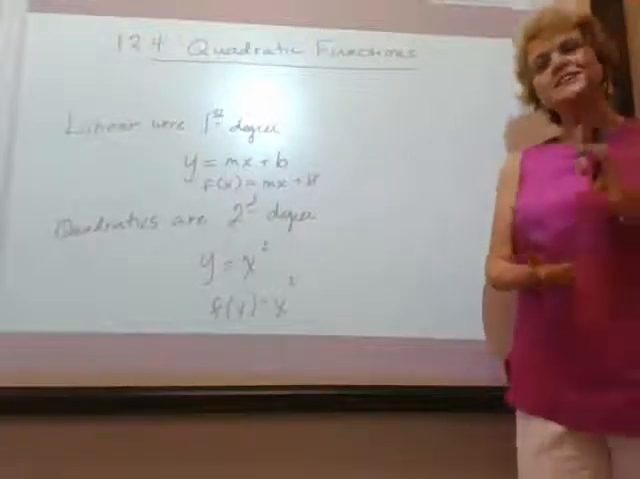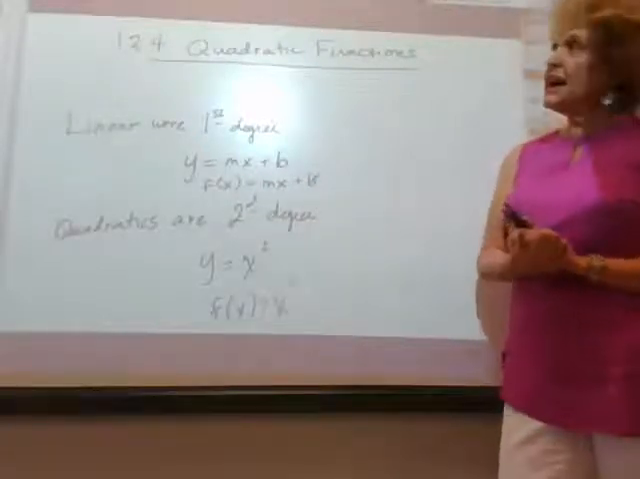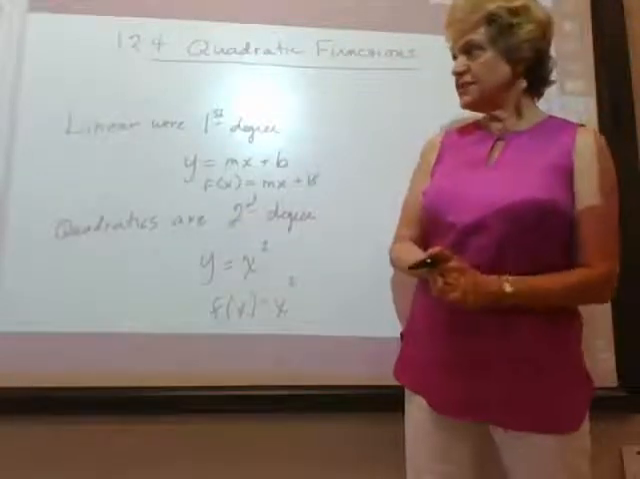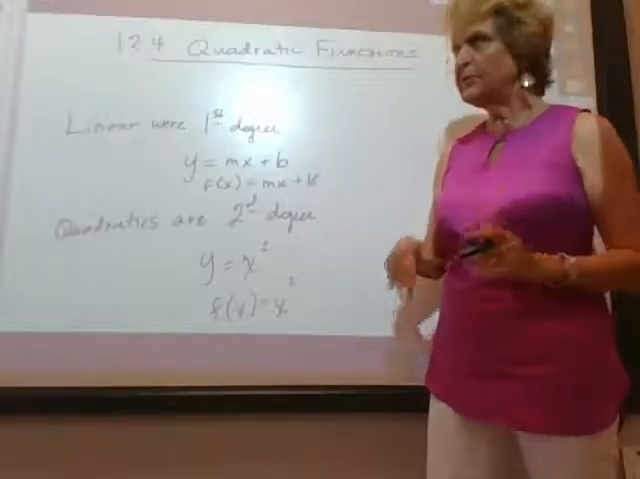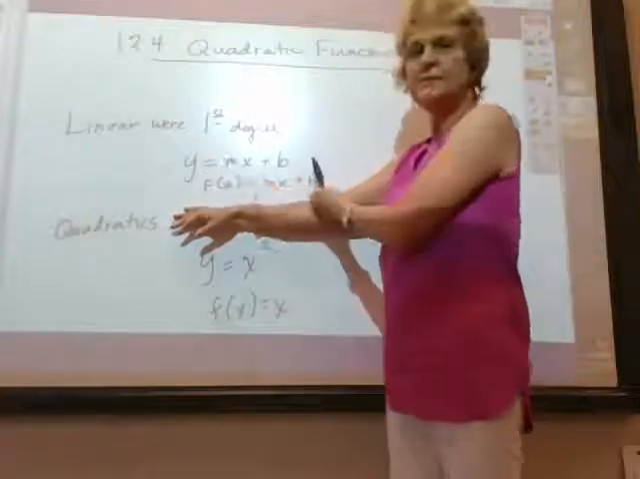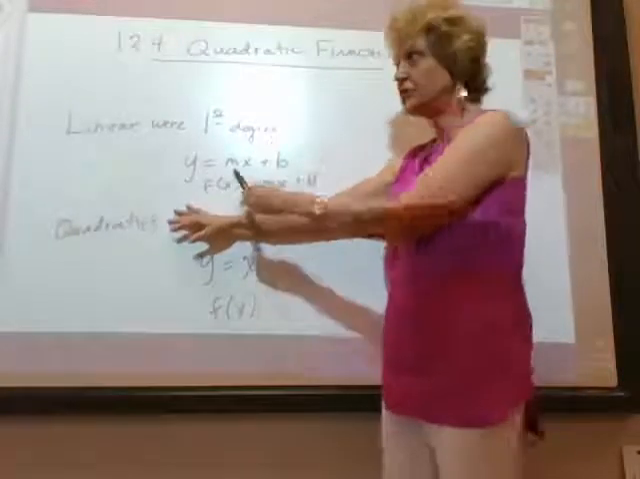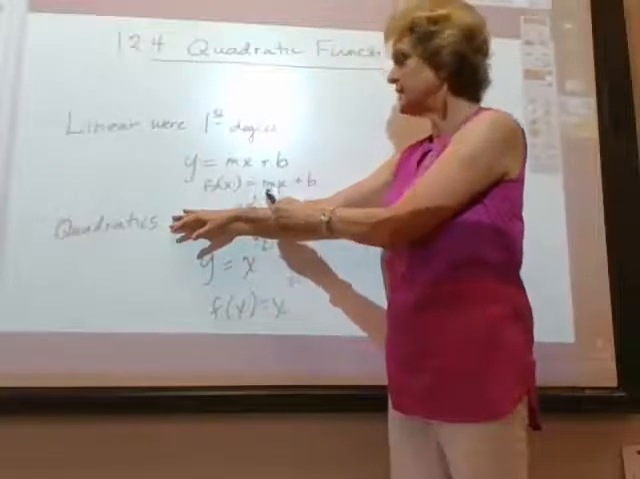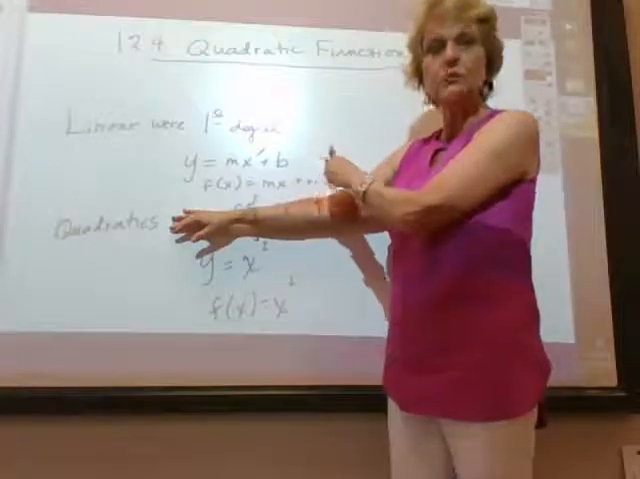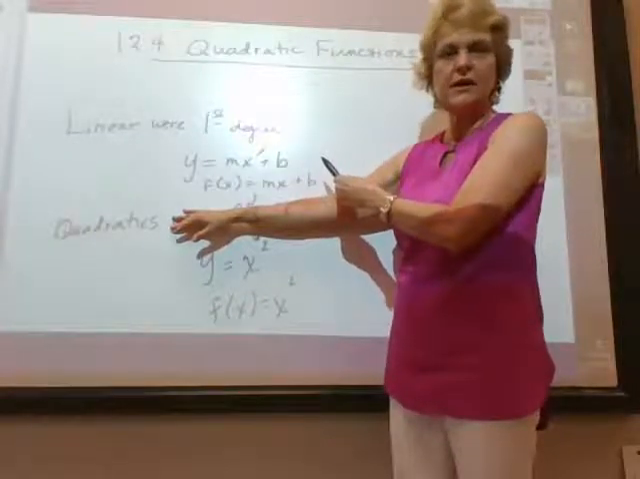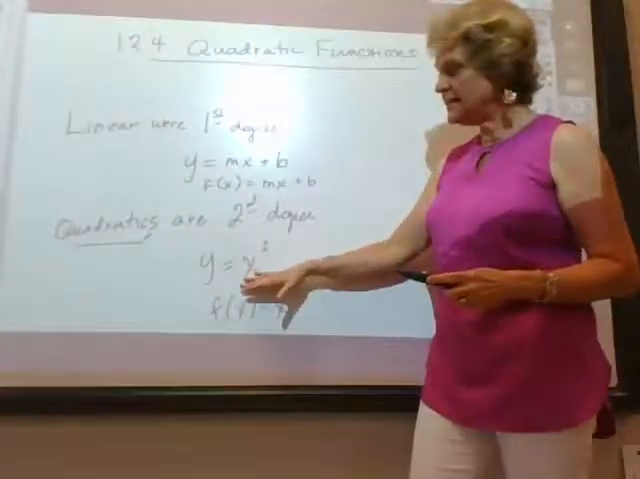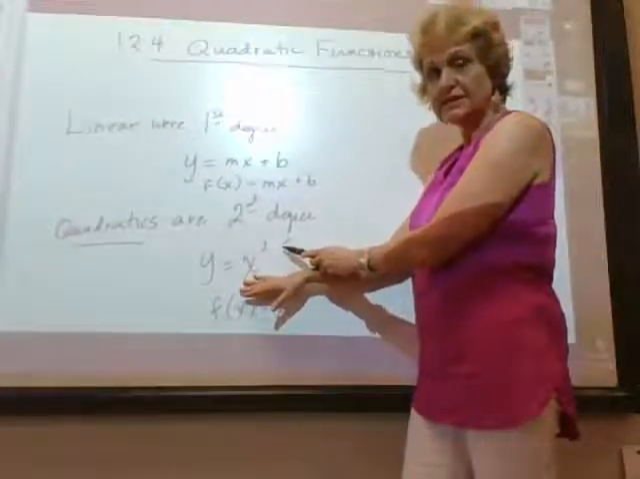All right, so continuing along in chapter 12, section 4 is on quadratic functions. Now yesterday we remembered linear functions, that they were first degree. Y equals mx plus b, or if we're using functional notation, f of x equals mx plus b. These were first degree. The highest degree you saw was an implied 1 exponent. Quadratic functions are second degree. The highest degree you'll see is a 2, an exponent of 2.